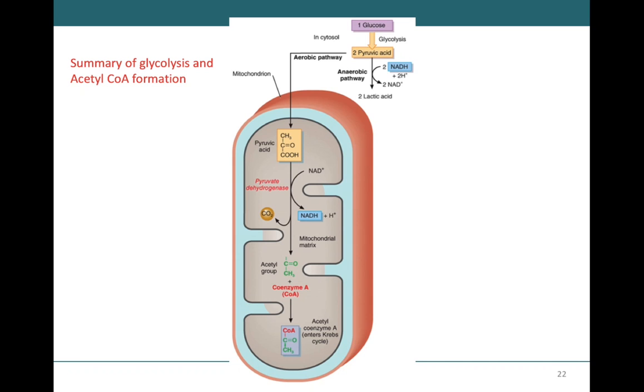So to summarize glycolysis and acetyl-CoA formation, glycolysis is going to refer to the conversion of glucose into 2 molecules of pyruvic acid. We can see this reaction shown here, and this occurs in the cytosol. Now, pyruvic acid is going to be transported into the inner mitochondrial membrane. We'll say that this is now going to be in the mitochondrial matrix. That's going to be the space inside of our inner mitochondrial membrane.